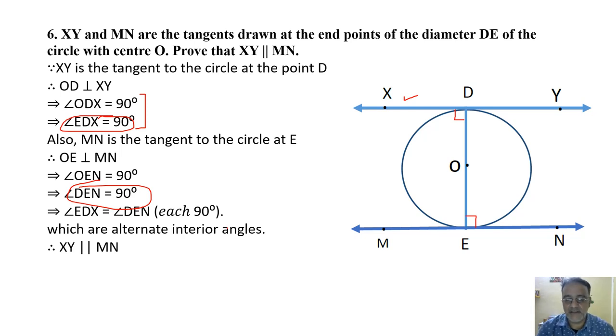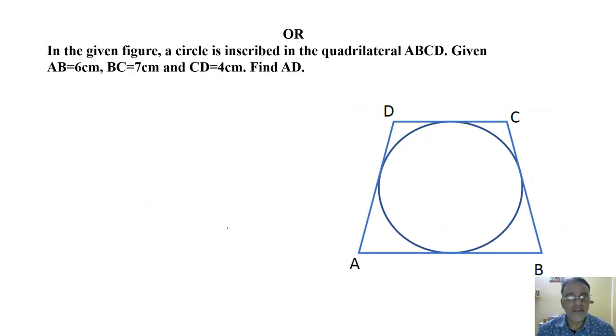So this is not a textbook question, but similar to that question. Usme statement mein diya hua hai. Right. Now there is an optional question for internal choice. In the given figure, a circle is inscribed in the quadrilateral ABCD. Given AB is equals to 6 centimeters, so this is 6, and BC is 7, and CD is 4, and AD we need to find.